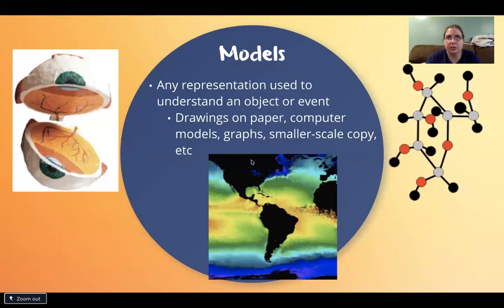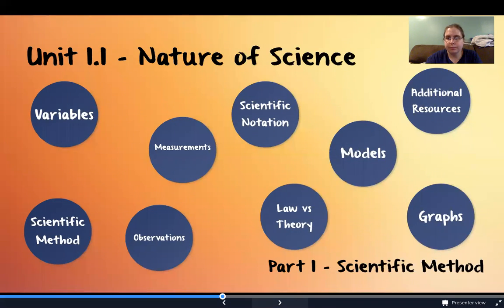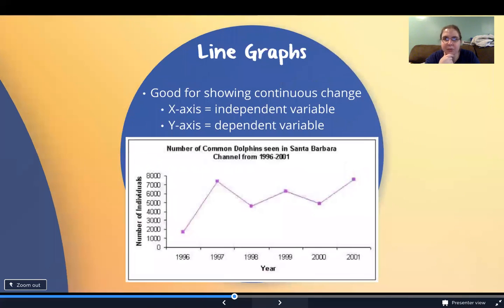Graphs help us to understand data that's been collected. So any of these would be considered models. All right, speaking about graphs, graphs are simply visual ways to display and analyze data. So they help me to quickly understand what's going on. Three main types that we're going to discuss are line graphs, bar graphs, and pie charts. Start with line graphs first.